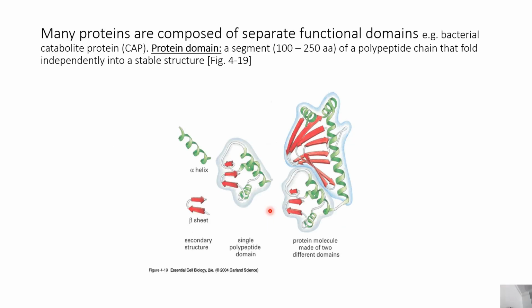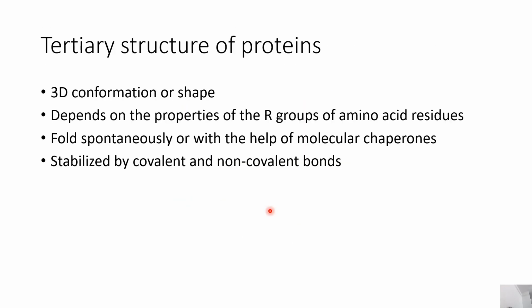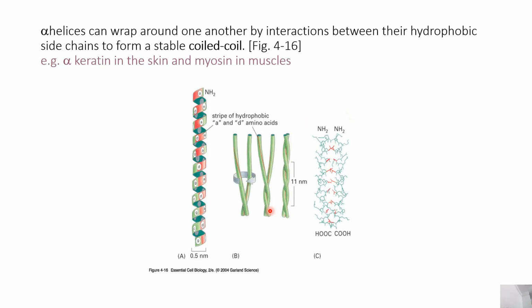So if you see alpha helix, no, not this one, sorry. Alpha helices can wrap around one another by interactions between the hydrophobic side chains to form a stable coil structure. Okay, so this is a coil structure. Okay, so you already see which one is the coil.